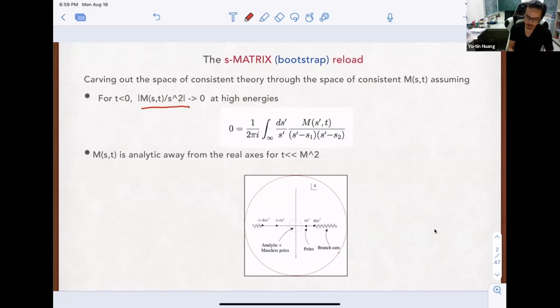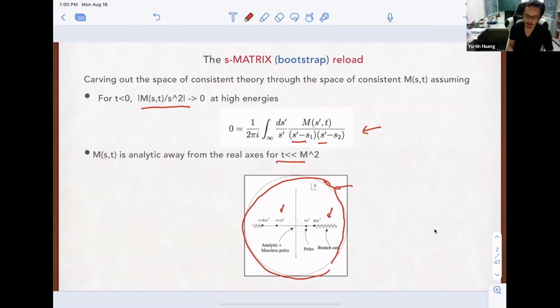That means that, for example, if we set up a contour integral like this with double powers of S prime in the denominator, this integral will vanish. The fact that this integral vanishes tells us that if we do the contour integral along infinity, then since it's vanishing, the non-analytic behavior on the real axis will be related to each other. The next thing that we generally assume is that as long as our t is smaller than the cutoff, the amplitude is basically analytic, and all the non-analyticity only happens on the real axis, and this non-analytic behavior will be highly constrained.